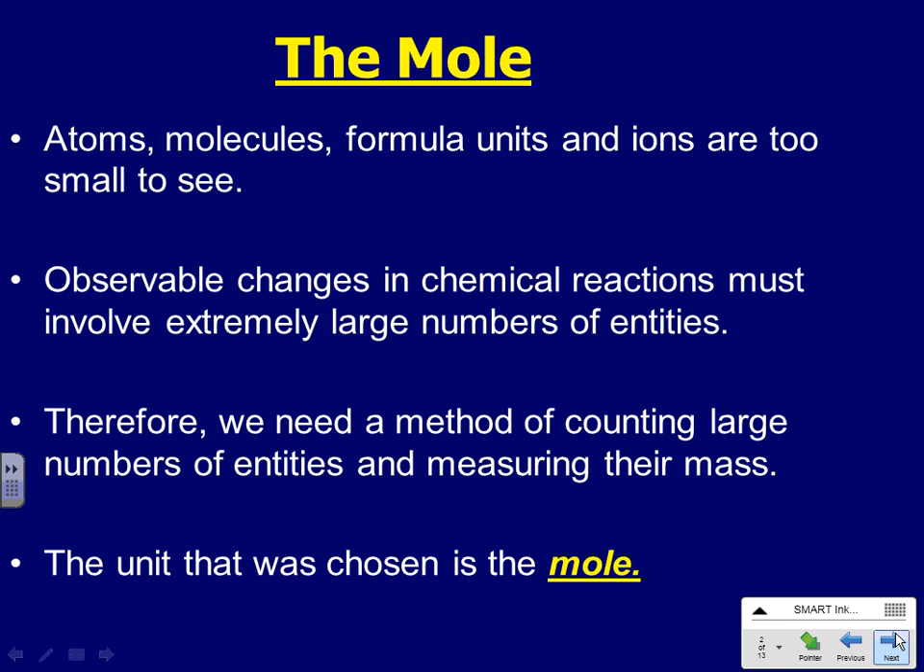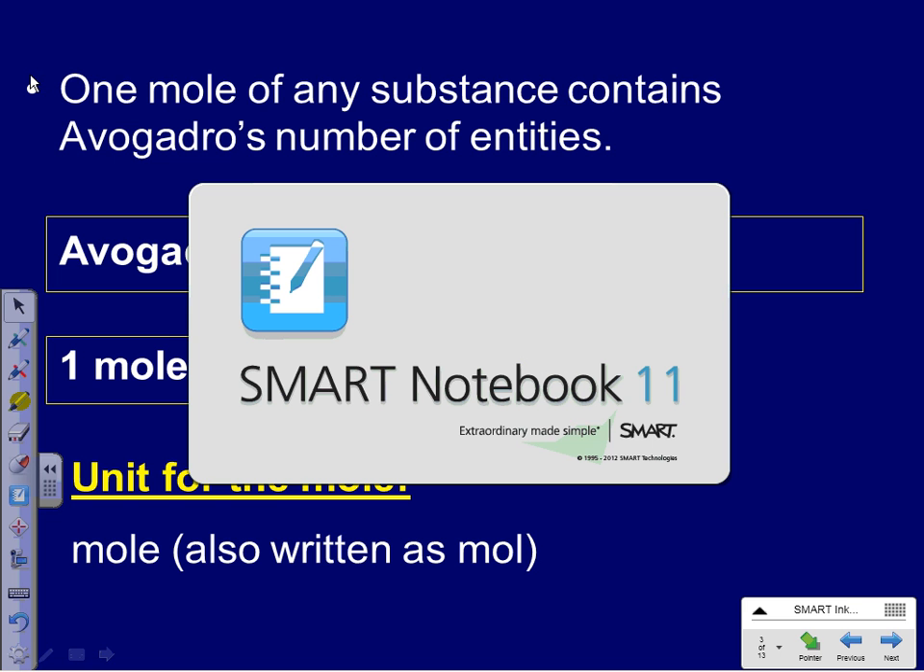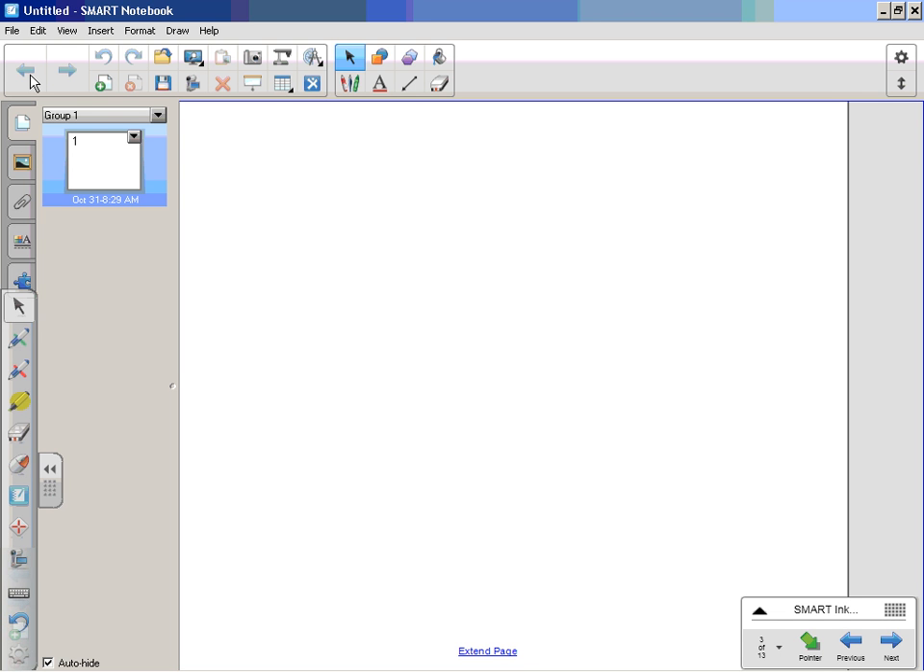All right, so the mole, let's click on here. So there is the term, 1 mole of any, you're writing this all down. So 1 mole of any substance contains Avogadro's number of entities. So the mole is the unit. The number itself has a name. It's called Avogadro's number, and it's named after the chemist.